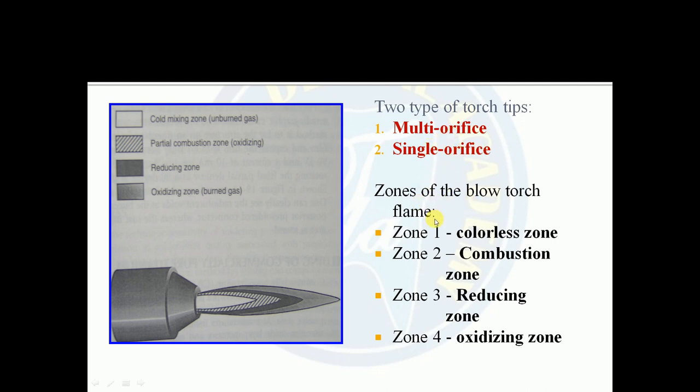Zones of the blue torch flame are very important from your exam point of view. There are four zones. Number one is the colorless zone, the cold mixing zone, or you can say unburned gas. Zone two is the combustion zone, that is the partial combustion zone. Third is the reducing zone. Fourth is the oxidizing zone, that is the burned gas. Very important slide. A question asked in AIIMS and AIPG exams was: which flame is used for melting alloy during casting? Your answer is the reducing zone or reducing flame.